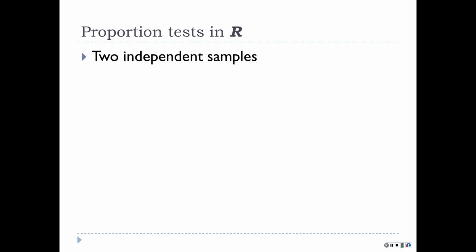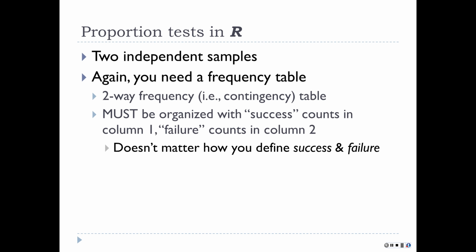For two independent samples, you need a frequency table. And it gets fussy. You need a two-way frequency table or contingency table. It must be organized with successes in column 1 and failures in column 2. It doesn't matter how you define successes and failures. But the groups need to be in rows, and the condition that you're looking at, the yes, no, the this, that, needs to be in the columns. It kind of doesn't matter which is which, but for interpretation it helps a little if you arrange it the way you want. And that gets a little fussy in R, arranging your data that way.